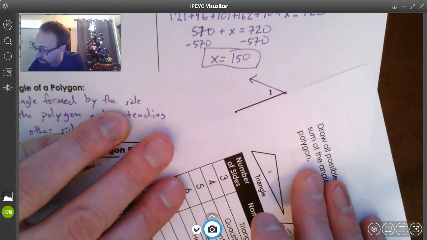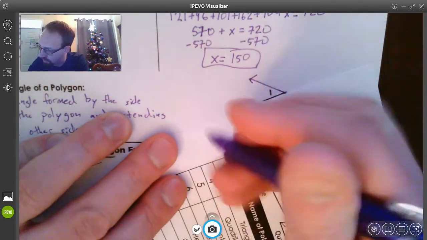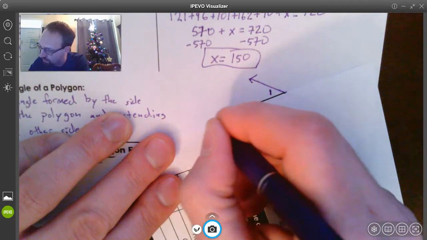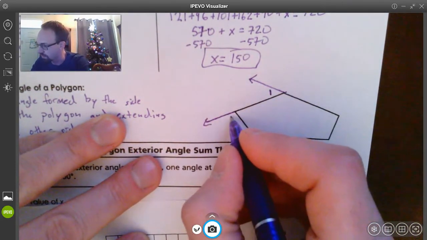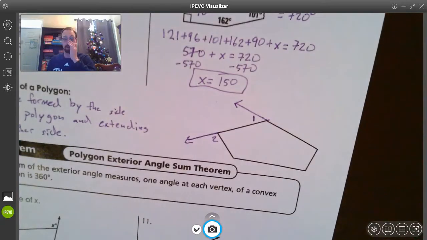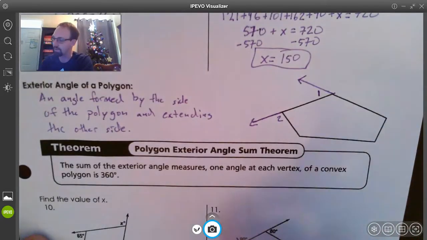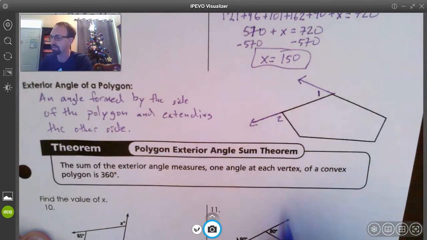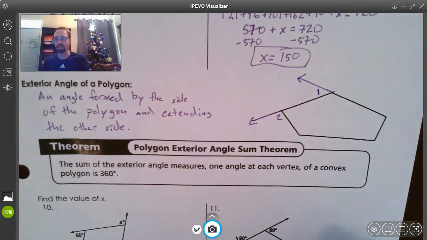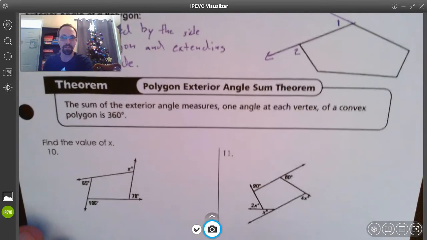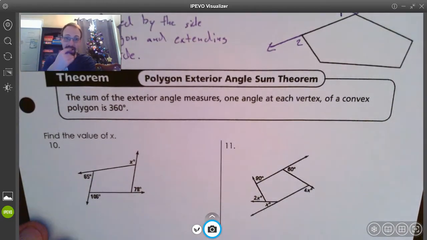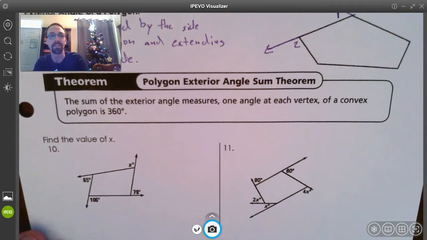I am really particular on this in constructions. Whenever you make a construction, always use a straight edge if possible. That's how we're able to do marvelous things too, and then so forth. So these exterior angles are formed by this. Remember, we talked about the sums of the exterior angles on the previous page. So the polygon exterior angle sum theorem: the sum of the exterior angle measures, one angle at each vertex of a convex polygon, is 360 degrees.